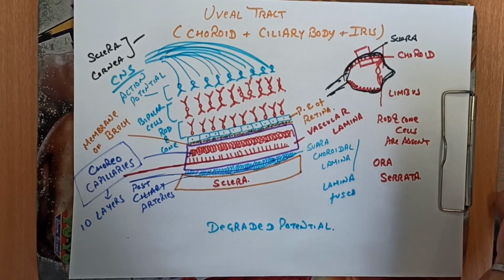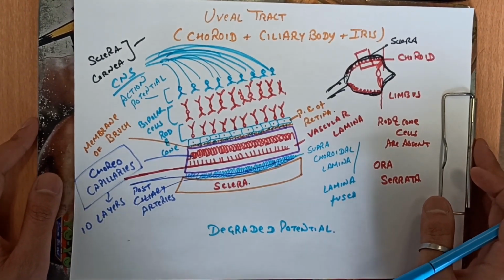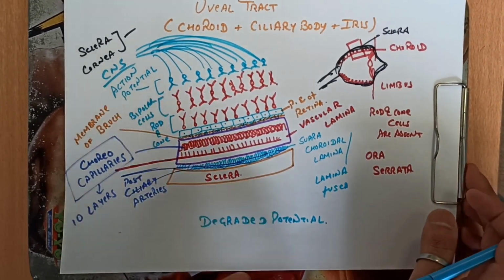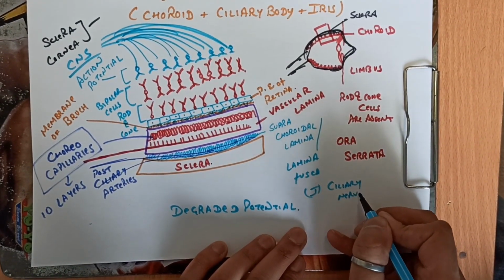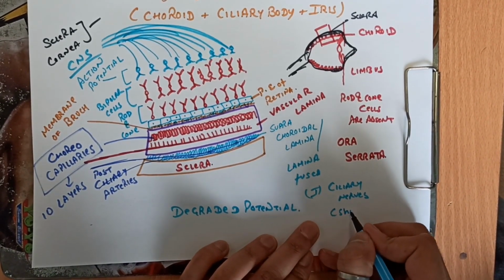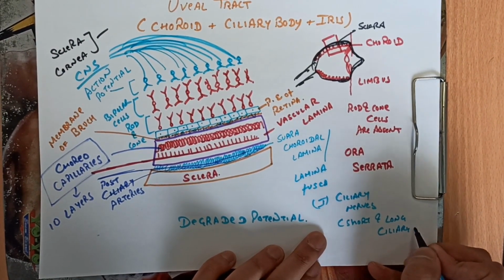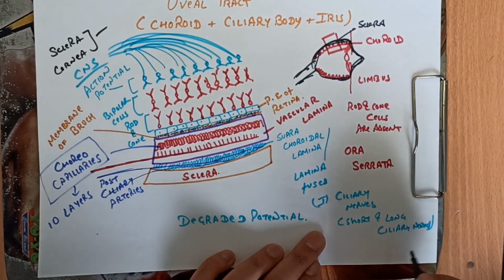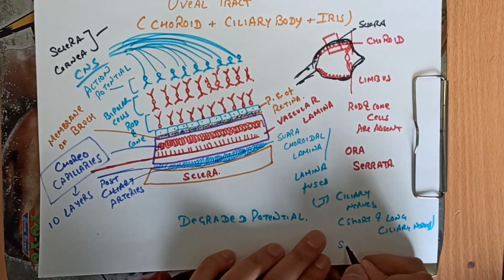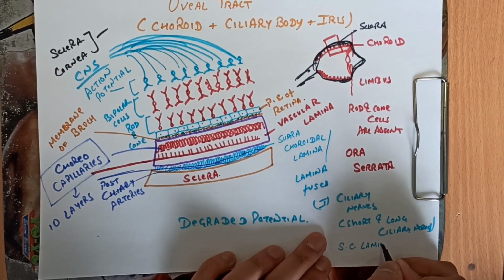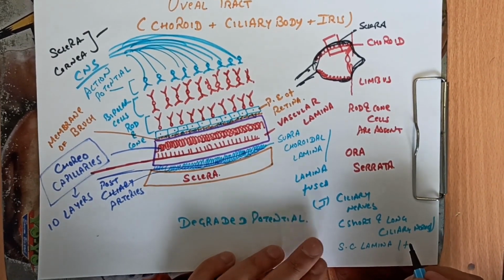So guys, in the next video I'll be telling you about the blood supply and the nerve supply to the eye. First, in this video I'd like to tell you that there are ciliary nerves. Two types of ciliary nerves, short and long ciliary nerves, enter from the suprachoroidal lamina or the lamina fusca and reach the anterior choroid.